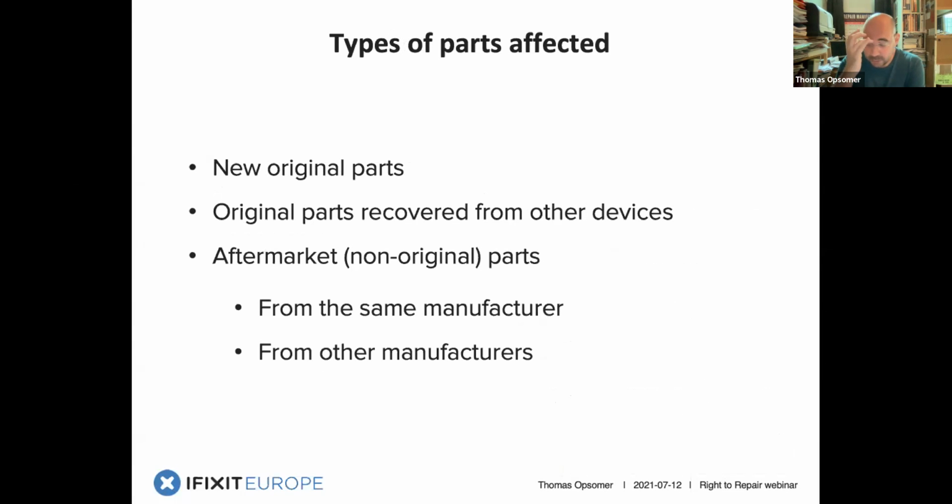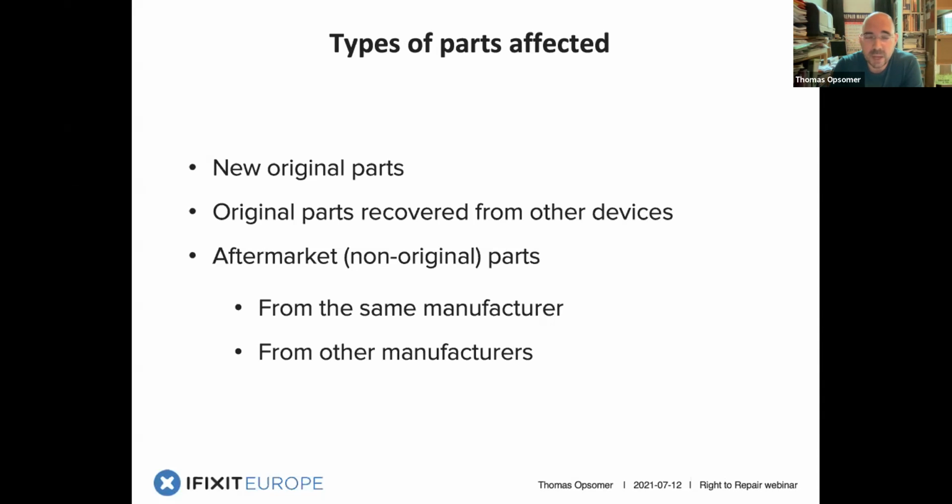And then, as I said, I wanted to talk about two more issues. One is the issue of aftermarket parts. So you've heard both Alexandre and Marie talk about where they source parts and that these are often not original parts. So there's different ways that you can find parts to repair a smartphone.